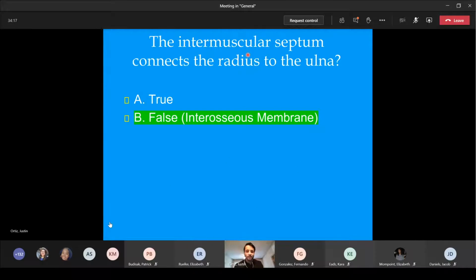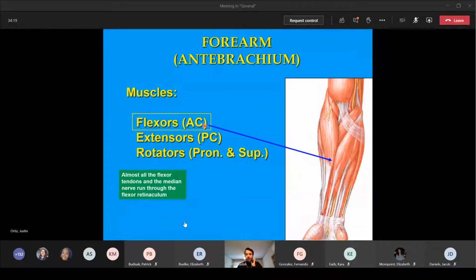So yes, good job. For the flexors, it's important to note that almost all the flexor tendons and the median nerve are going to run through the flexor retinaculum, which is this thing right here. This is the flexor retinaculum, and almost all the tendons of the forearm are going to run through there, right? So we'll talk about them in great detail, right?